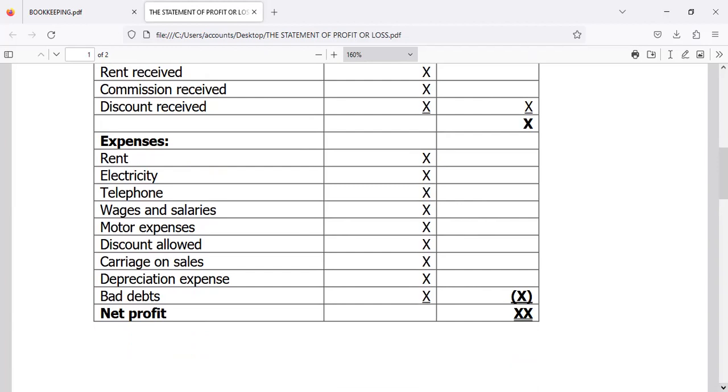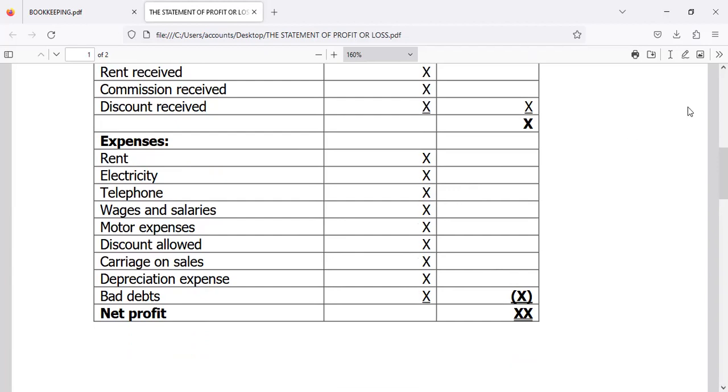Then thereafter, we have to list the operating expenses: rent, electricity, telephone charges, wages and salaries, motor expenses, the discounts allowed, carriage on sales, depreciation expense, bad debts, etc. So we add all these operating expenses, then we transfer the total to the second column. We deduct these total operating expenses from our total incomes up here to come up with net profit.